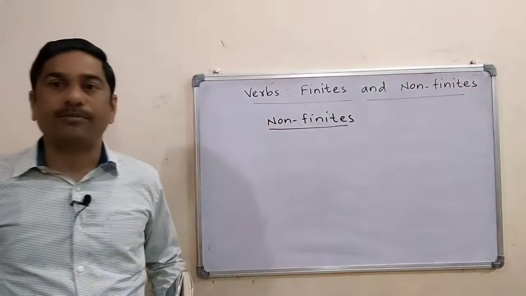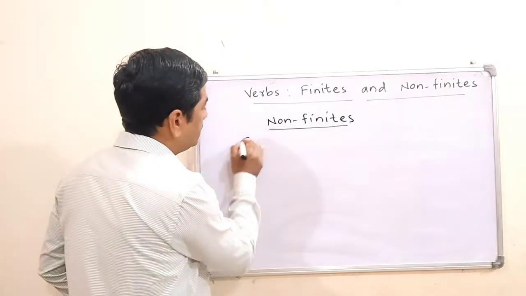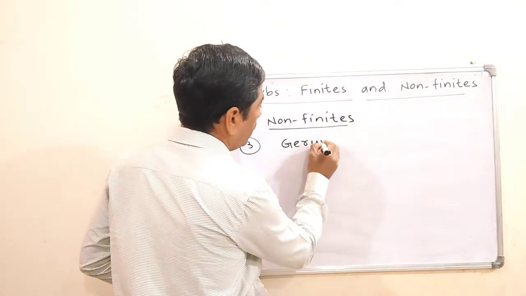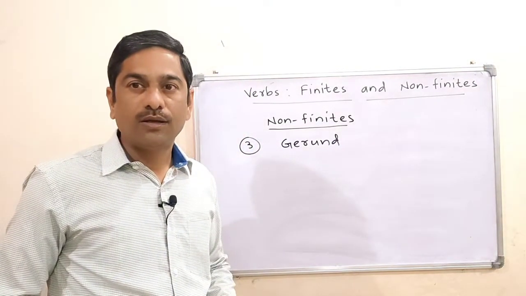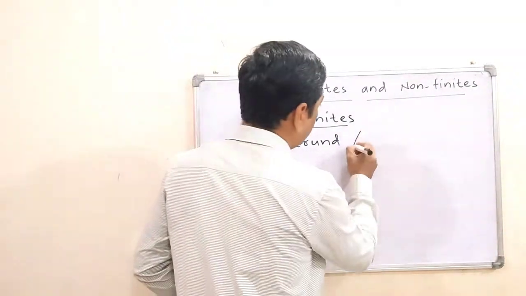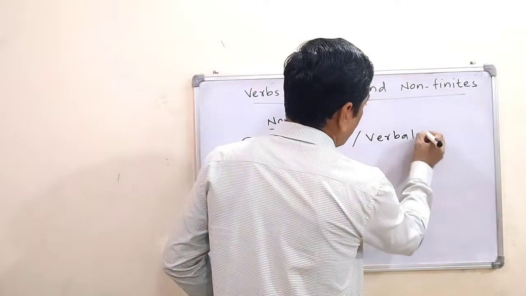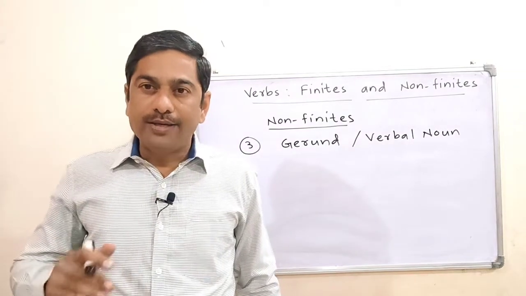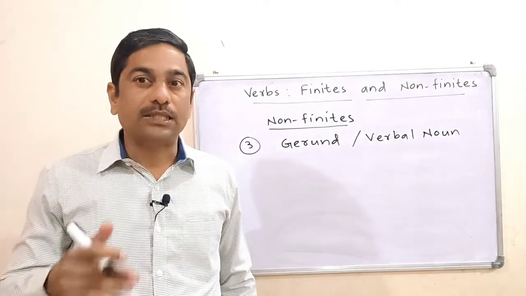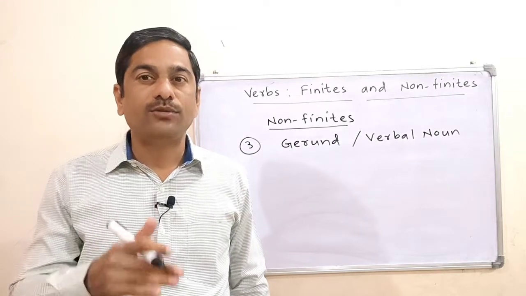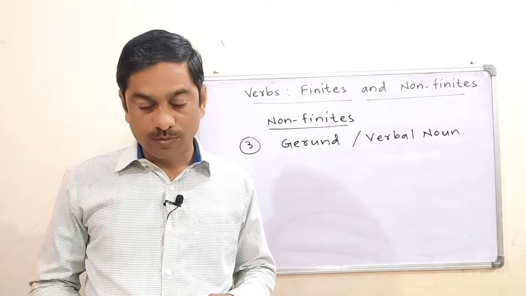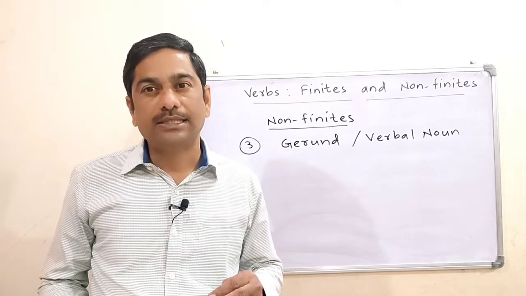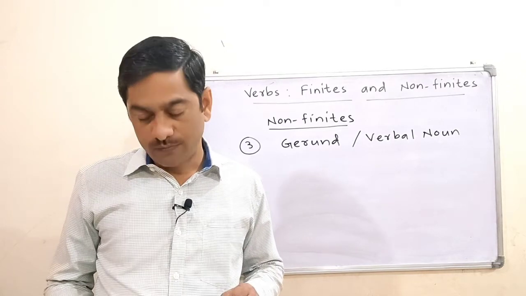The third subtype of non-finite verb is gerund. What is it? Gerund. Another name of gerund is verbal noun. Gerund or verbal noun. When the ing form of the verb functions as a noun, then that is known as gerund. The ing form of the verb which functions as a noun is known as gerund or verbal noun.